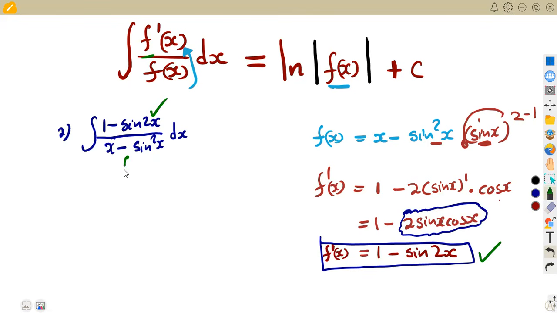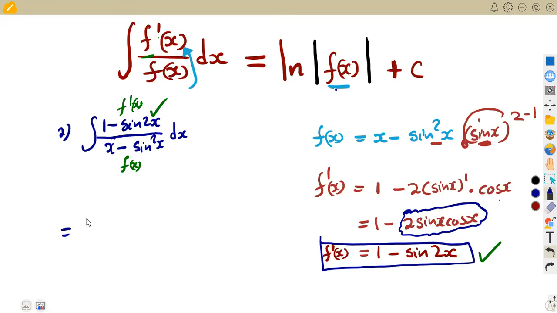Meaning to say our f of x here is giving us directly the first derivative. There's no need for us to adjust anything, just like the previous part where we were multiplying by minus 2 over 2. There's nothing that we are going to do. It's directly the first derivative. The denominator here is our f of x. The numerator is our first derivative.